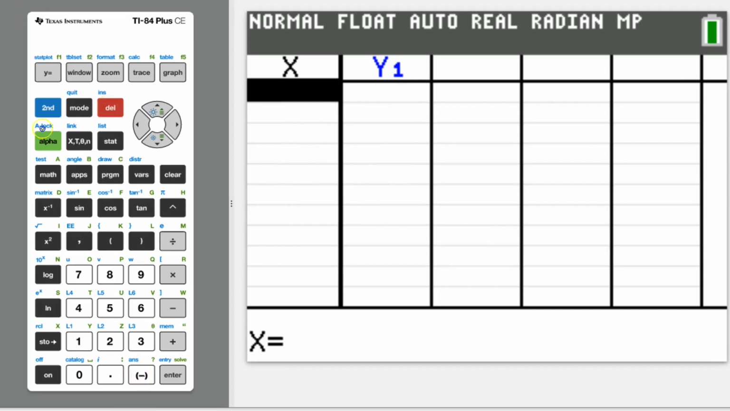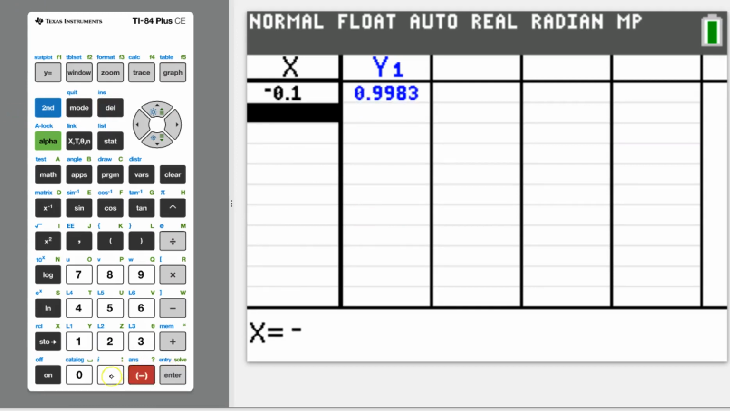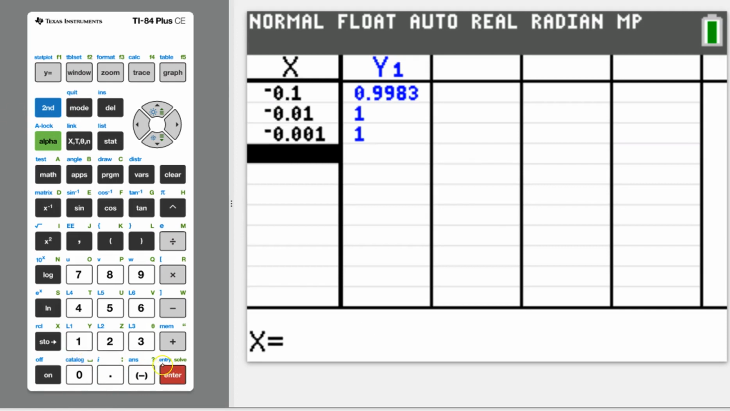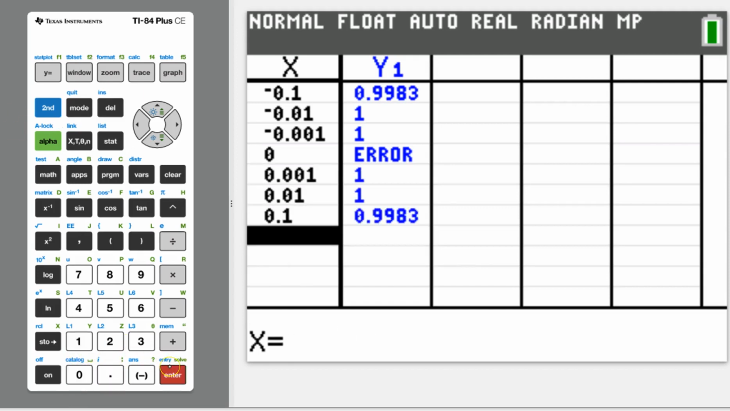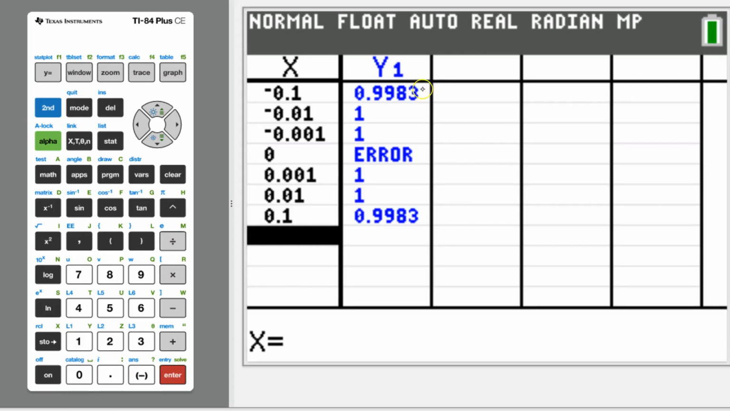So we have negative 0.1, negative 0.01, negative 0.001, 0. Okay, the function's undefined there because we don't want to divide by 0. Then we have 0.001, 0.01, 0.1. What does it look like the values are getting close to?